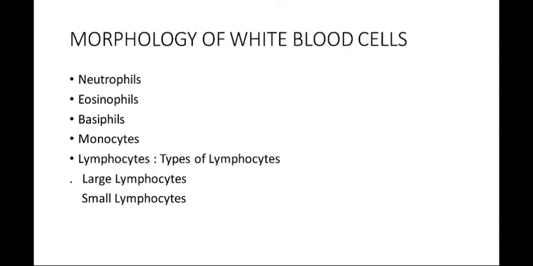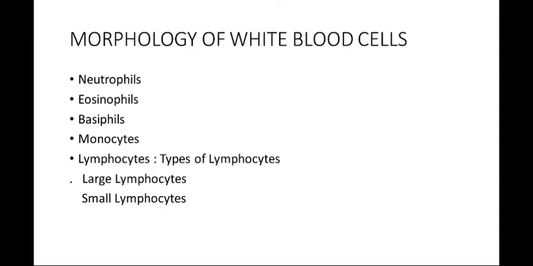Now we will see the lymphocytes. The types of lymphocytes are large lymphocytes and small lymphocytes. Like monocytes, the lymphocytes also do not have granules in the cytoplasm. The nucleus is oval or bean shaped or kidney shaped. The nucleus occupies the whole of the cytoplasm. A rim of cytoplasm may or may not be seen in lymphocytes.